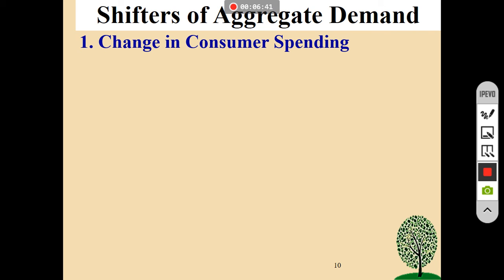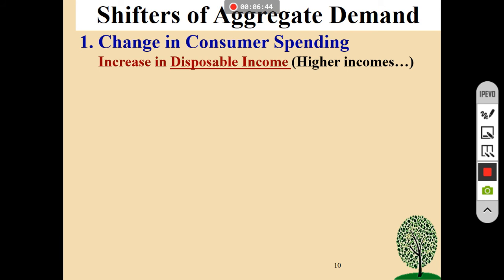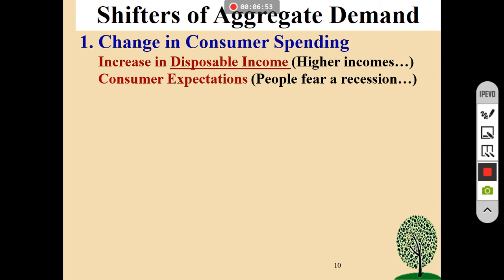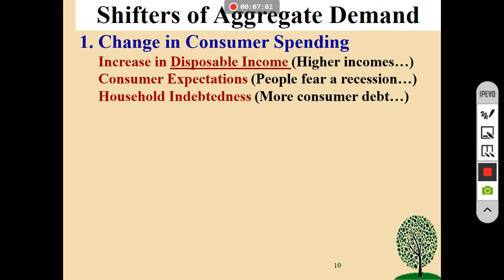First one is consumer spending. So an increase in disposable incomes. If we have higher incomes, people have more money, they're going to buy more stuff. Therefore, aggregate demand will shift to the right. Consumer expectations. If we fear a recession, people hold on to their money, they buy less stuff, aggregate demand shifts to the left.